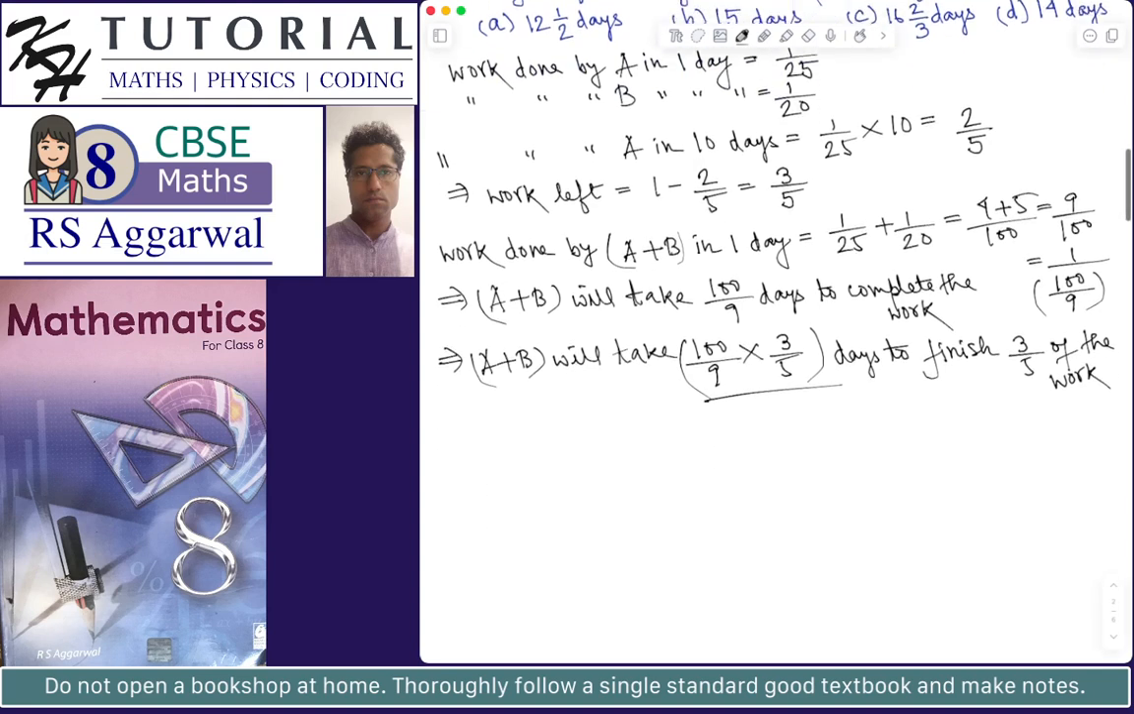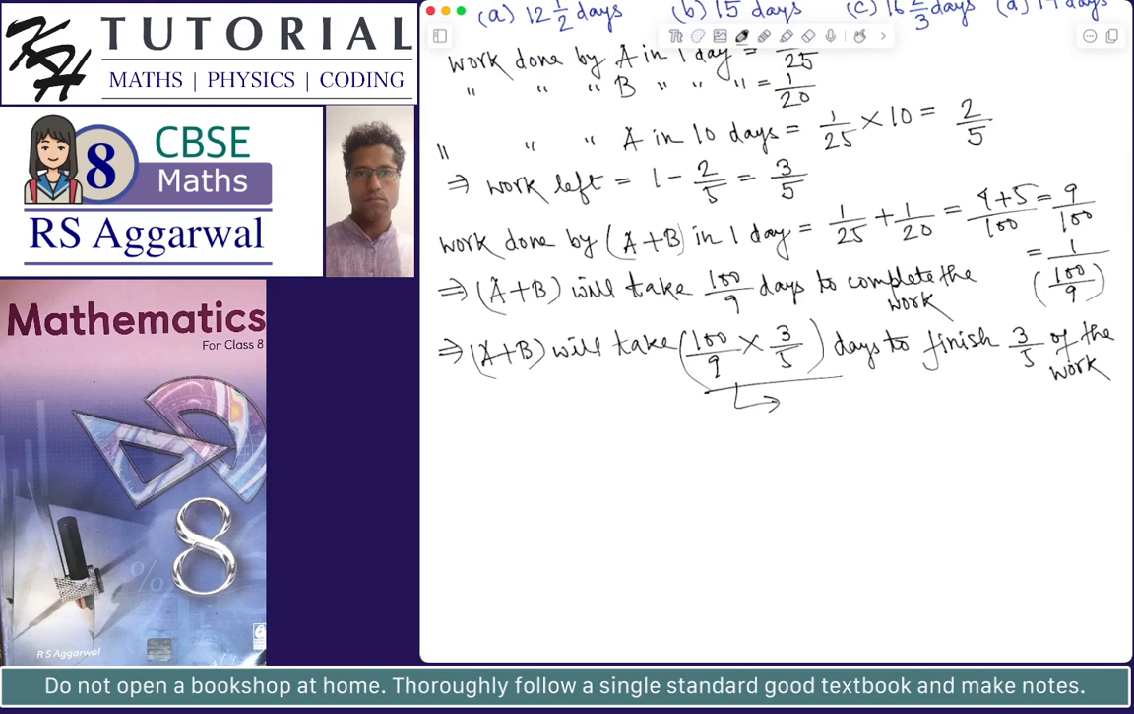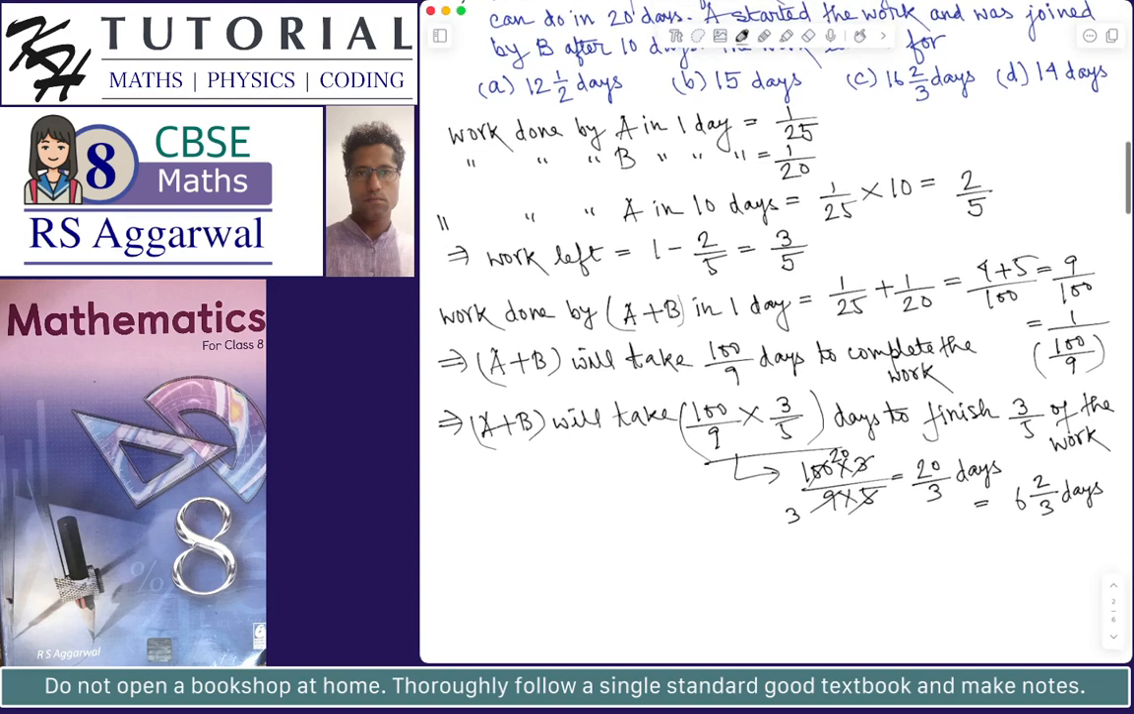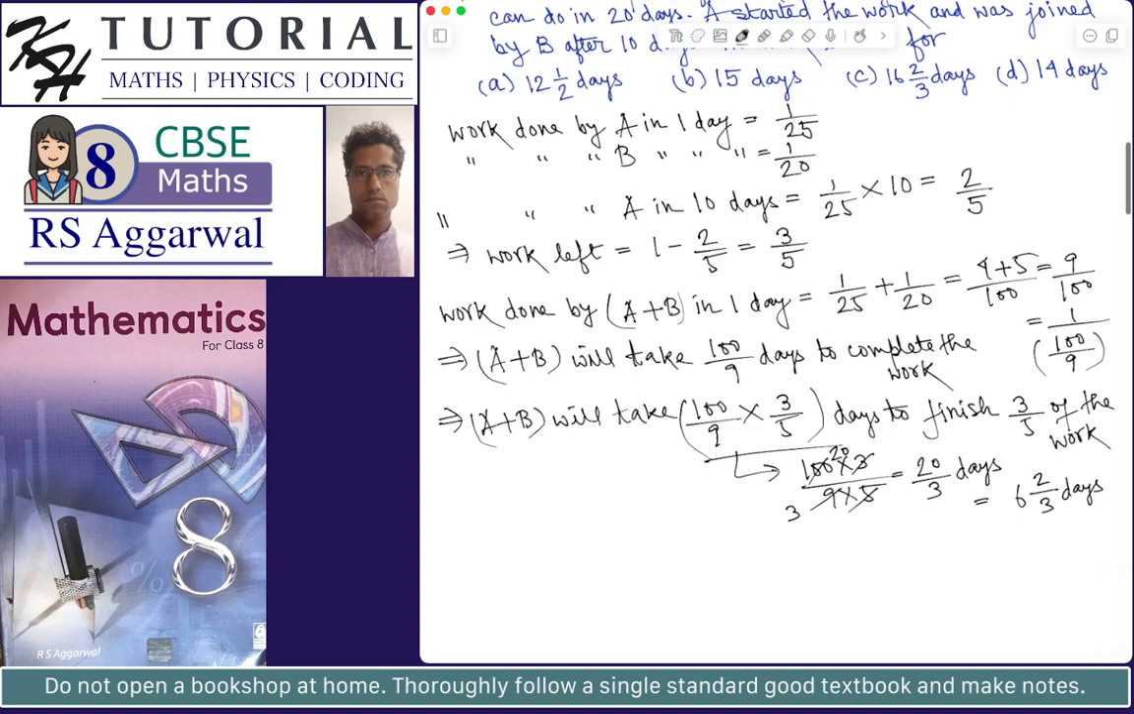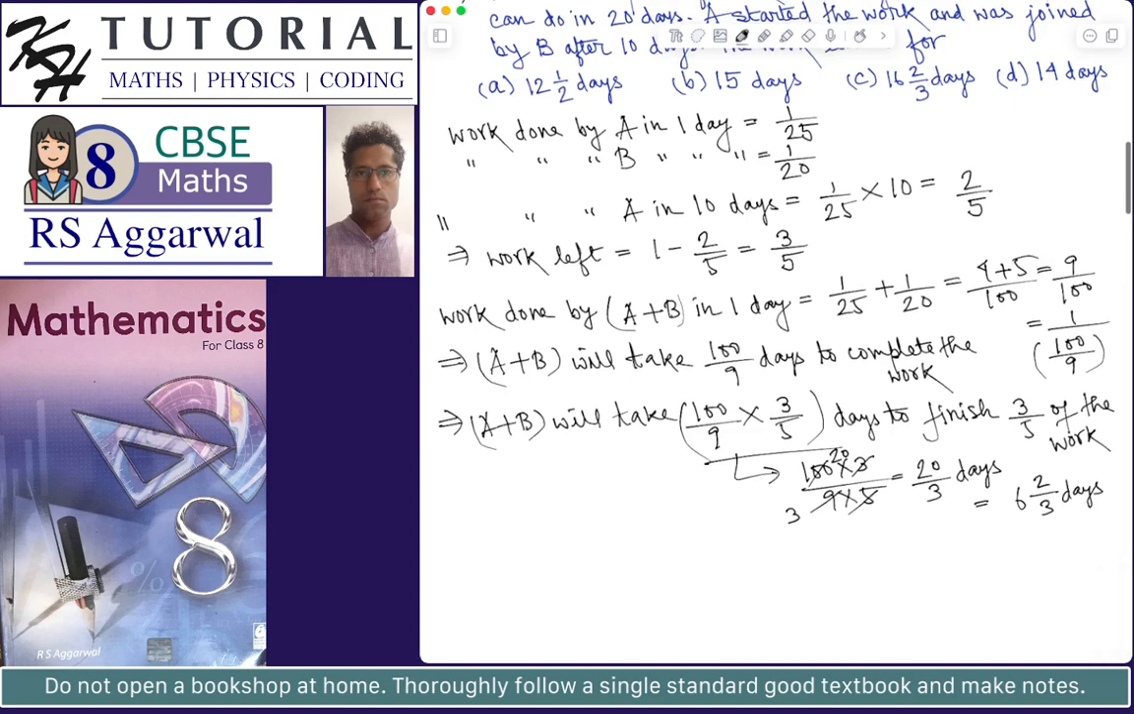This is the answer, and this is equal to 100 multiplied by 3 divided by 9 multiplied by 5. So 3 divides 3 and 20. So this is 20 by 3 days, and this is equal to 6 and 2 by 3 days. So the remaining work was 3 by 5, which will be completed by A and B both working together in 6 and 2 by 3 days.